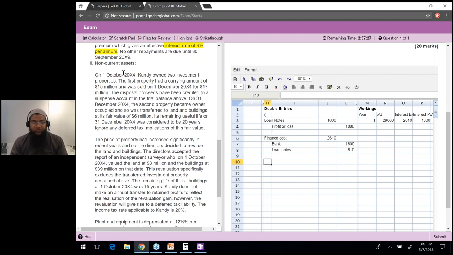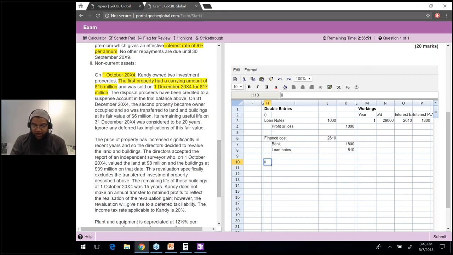Now the question says that on 1st October 20x4, which was the first day of the year, Candy owned two investment properties. The first property had a carrying amount of 15 million and was sold on 1st December 20x4 for $17 million. We have sold the property for $17 million, which means that we would have a gain of $2 million. The disposal proceeds have been credited to suspense account in the trial balance above.